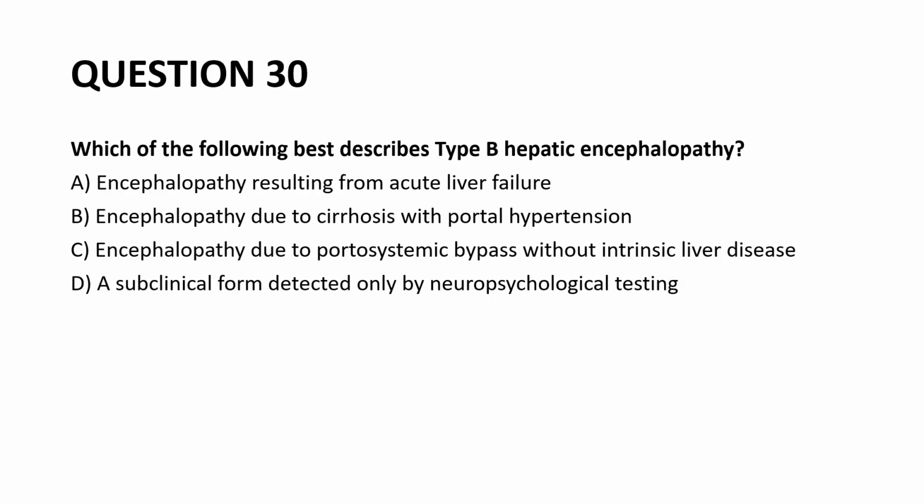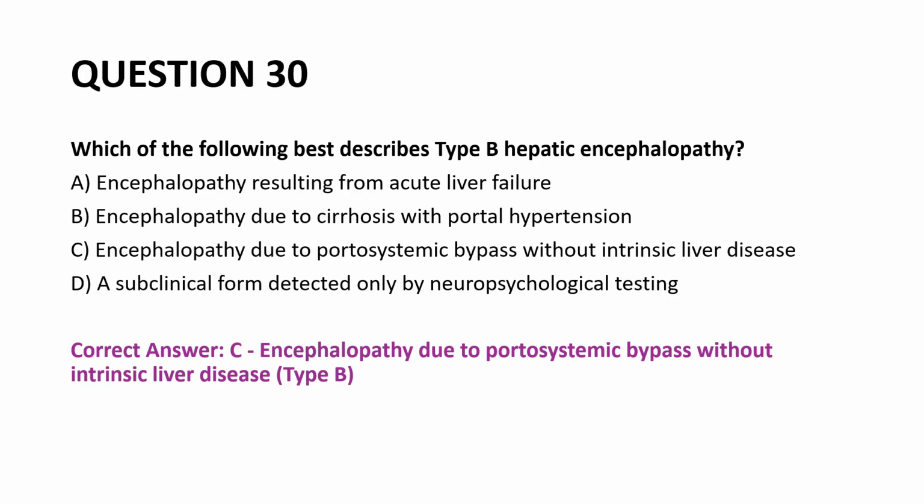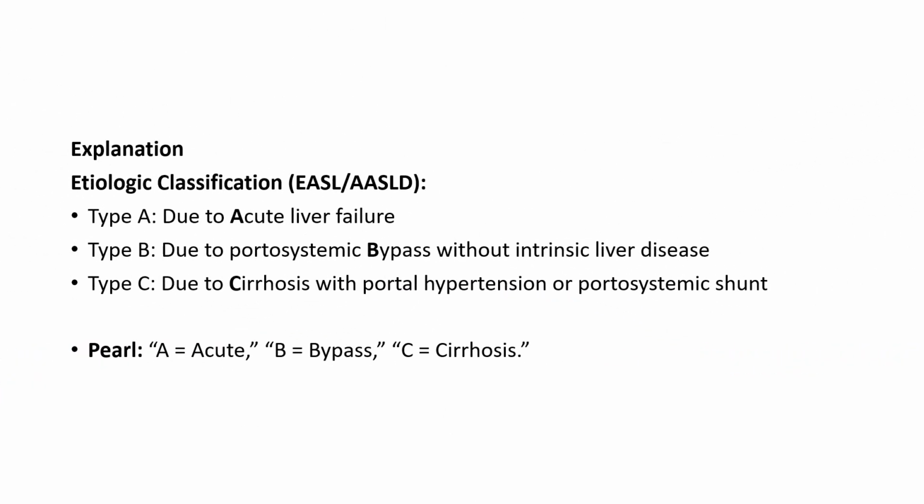The correct answer is encephalopathy due to portal systemic bypass without intrinsic liver disease. The etiologic classification of hepatic encephalopathy includes type A, type B, and type C. Type A due to acute liver failure, type B due to portosystemic bypass without intrinsic liver disease, type C due to cirrhosis with portal hypertension or portosystemic shunt. Take note: A for acute, B for bypass, and C for cirrhosis.